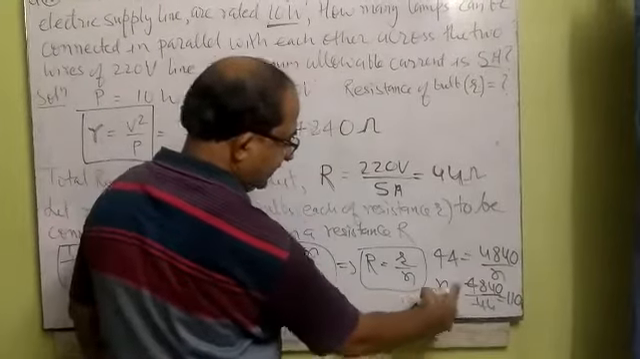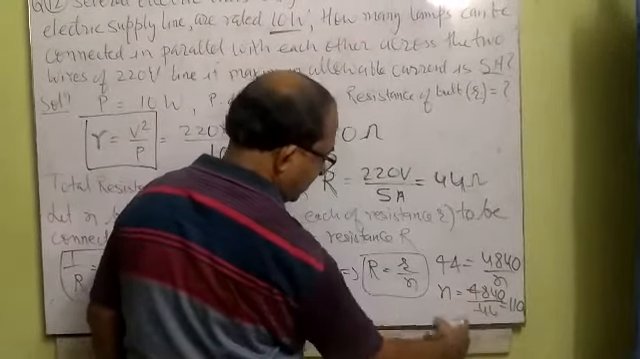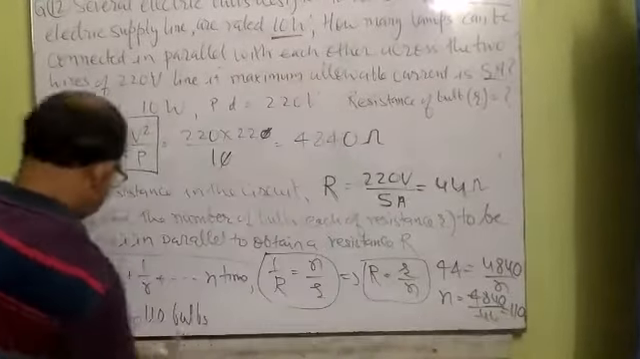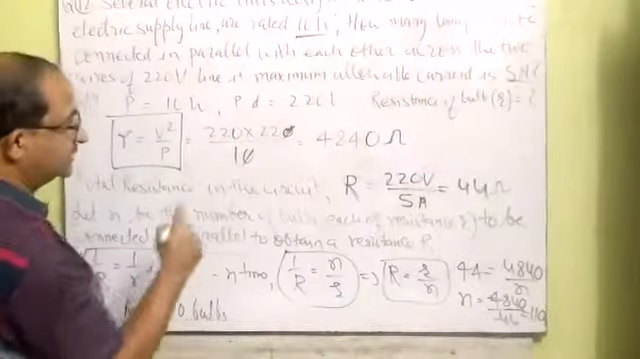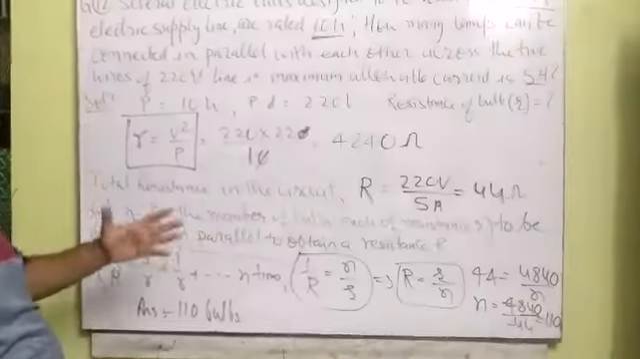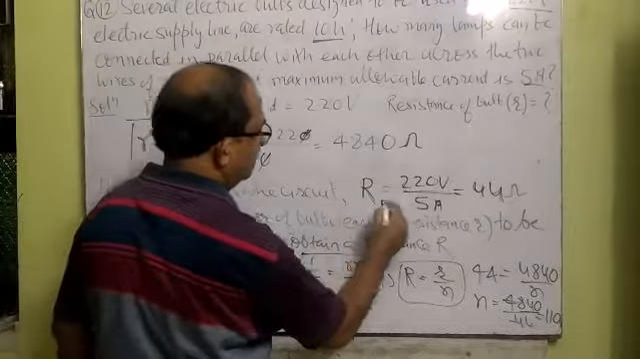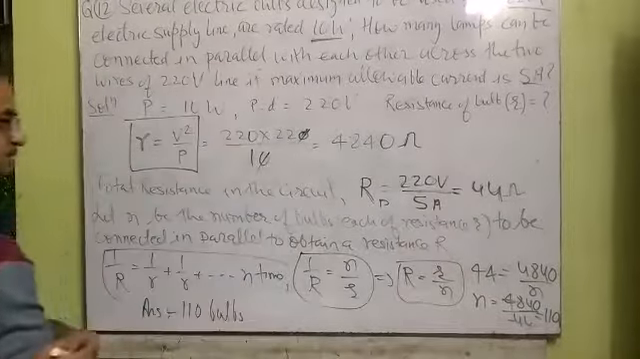So n can be found by 4840 upon 44. After cancelling, we will get the answer 110. So the answer is 110 bulbs have to be connected in parallel so that their total value of resistance in parallel will be equal to 44 ohm.